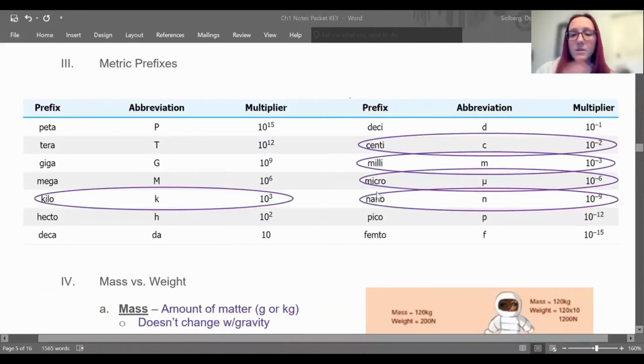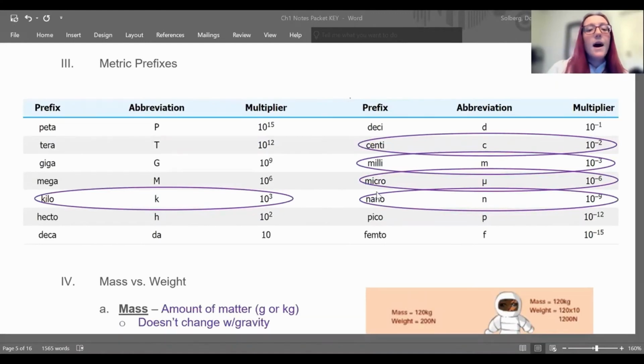Okay, so now onto the metric system. You're probably familiar with the metric system already. Metric system is based on units of 10. They cause really easy conversions between different numbers, small and large. These are the abbreviations, the most common abbreviations. And what I've circled in purple, you should also circle. Those are the ones that we will use most of the time.